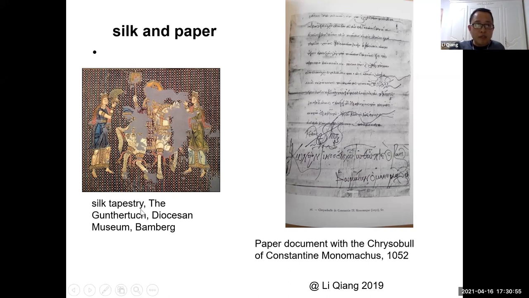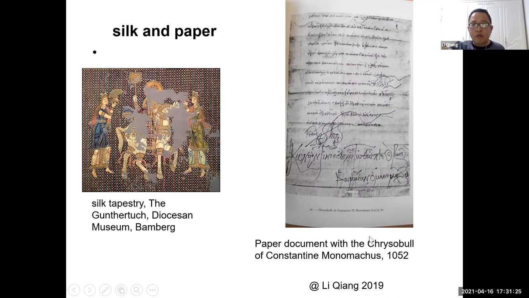And this part, which was kept in the Diözesanmuseum Bamberg, is an example of silk. And also the border, paper. We know that in Byzantium, paper was used in the 11th century and later. Some scholars suppose that it was used also in the 9th century, but we didn't find any archaeological evidence.